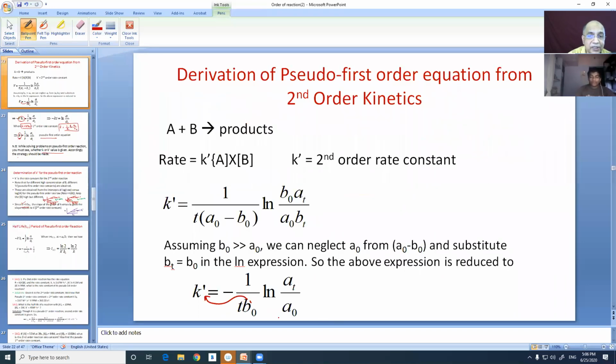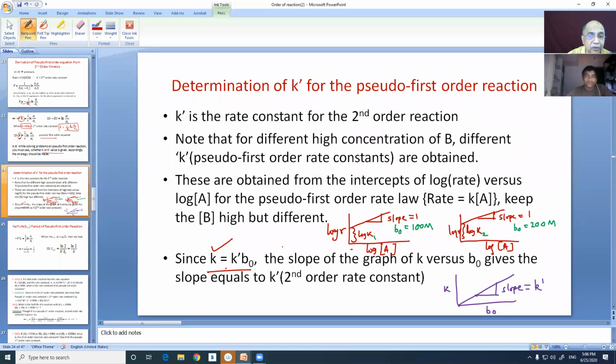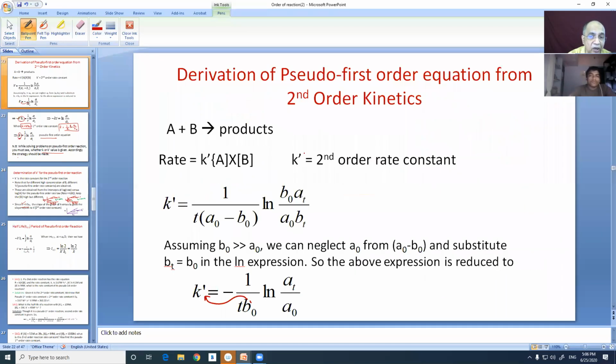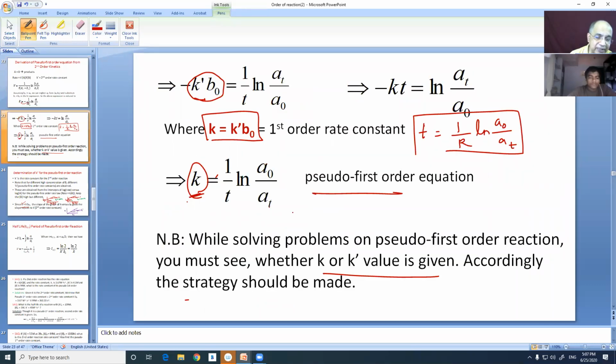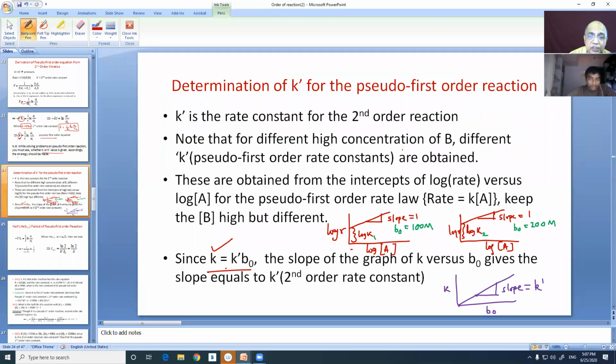Then why not this? If half-life period has come from this derivation, original derivation from second order, which the integration you have all done at home. So from there we have derived, presuming B0 to be very high, neglecting A0 inside parenthesis and BT equal to more or less same as B0, cancelling this, becoming A0 by A0, minus becomes plus. All these have come from second order kinetics. And then it is reduced to first order kinetics. And the rate constant K dash, K prime into B0, that will be nothing but the first order rate constant, right?